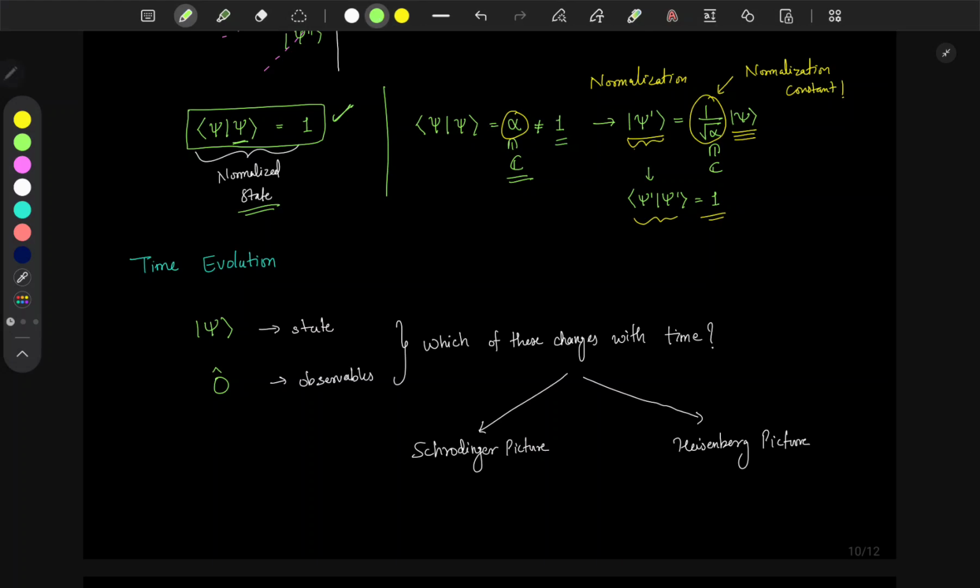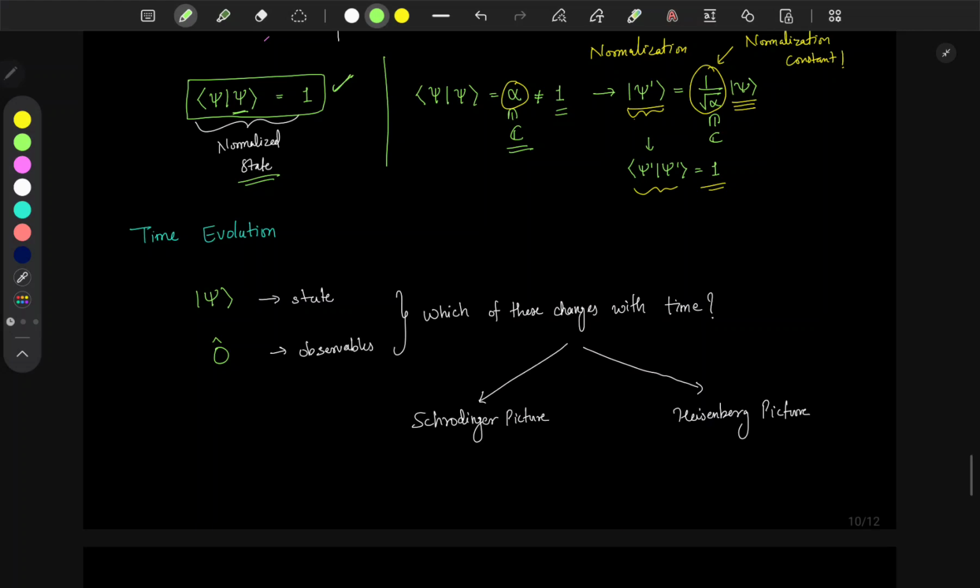Now let's recall again, what does psi represent? It represents a state, and psi belongs to the Hilbert space H, and O is an operator, that is a map from H to H. This operator represents the observables. So the state psi can be like up spin or down spin of an electron, and operators will represent measurable quantities like the position operator, the momentum operator, and the Hamiltonian operator, which is the energy, and so on.